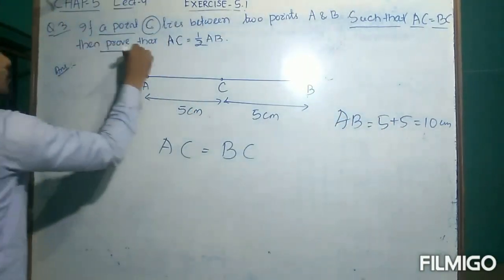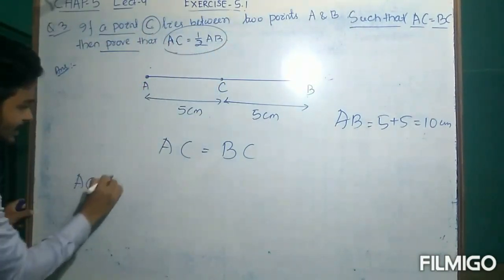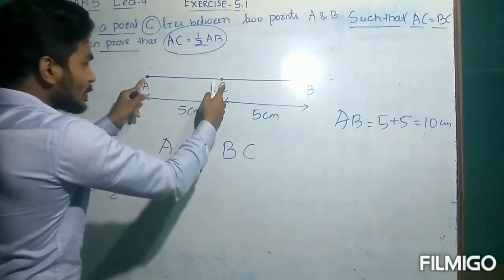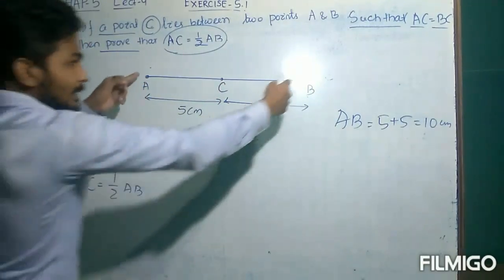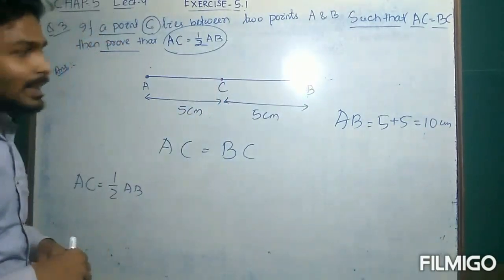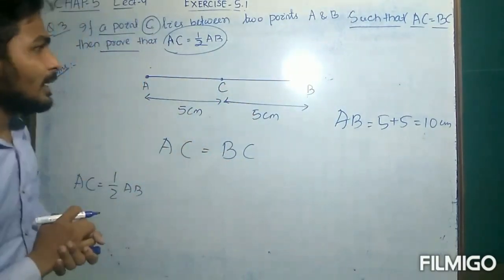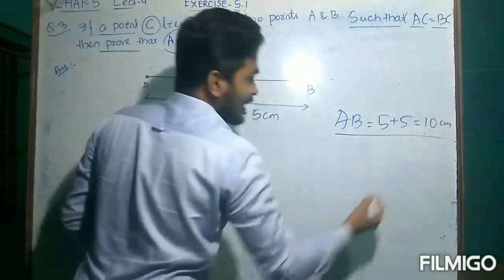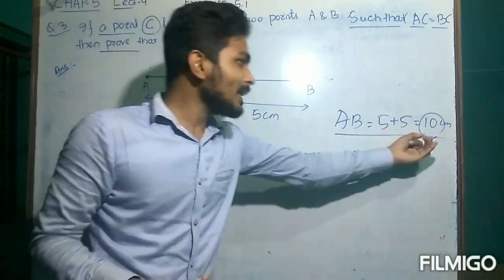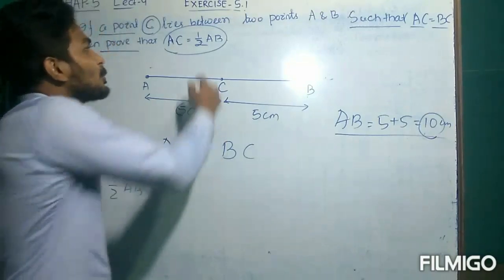Now you have to prove AC is equal to half AB. AC means this, is equal to half of AB. This is AB, and AC is its half. The total length is AB, and AC is the half of AB. We have to prove this. Now, by assumption, we can easily say yes. If AB is 10, then AC is how much? We have taken 5 cm, so no doubt that AC is the half of AB. But mathematically, you have to prove this.